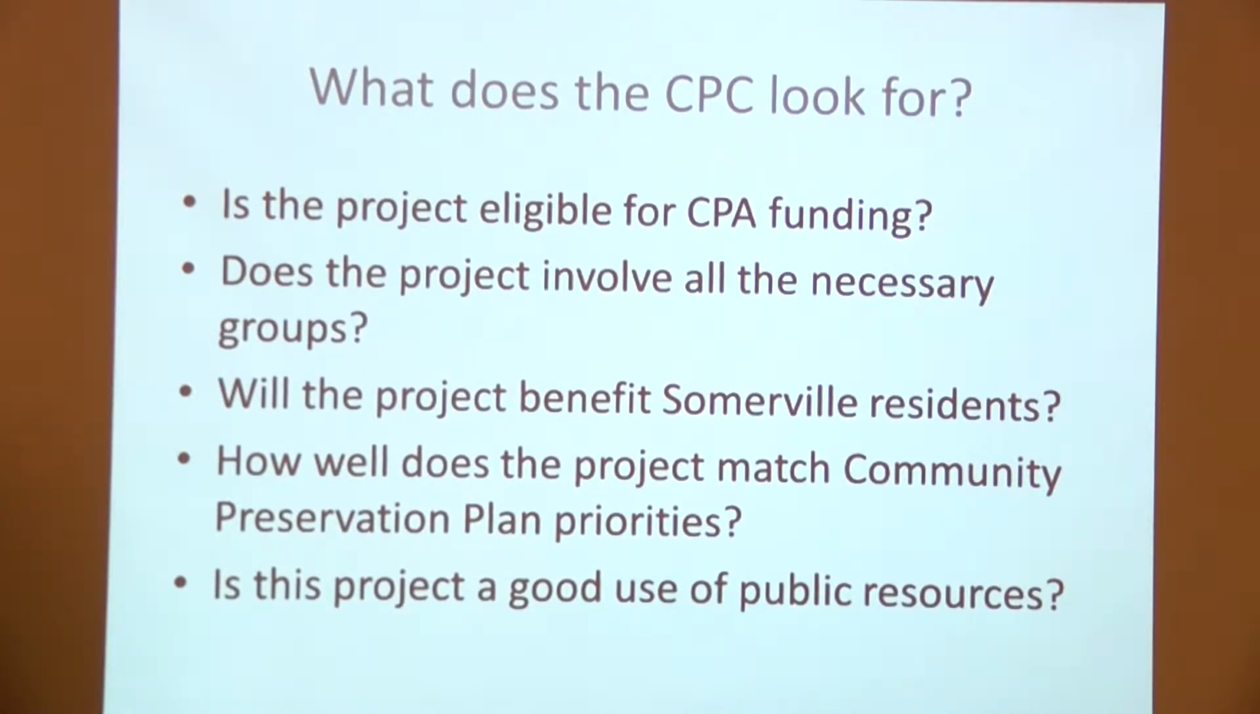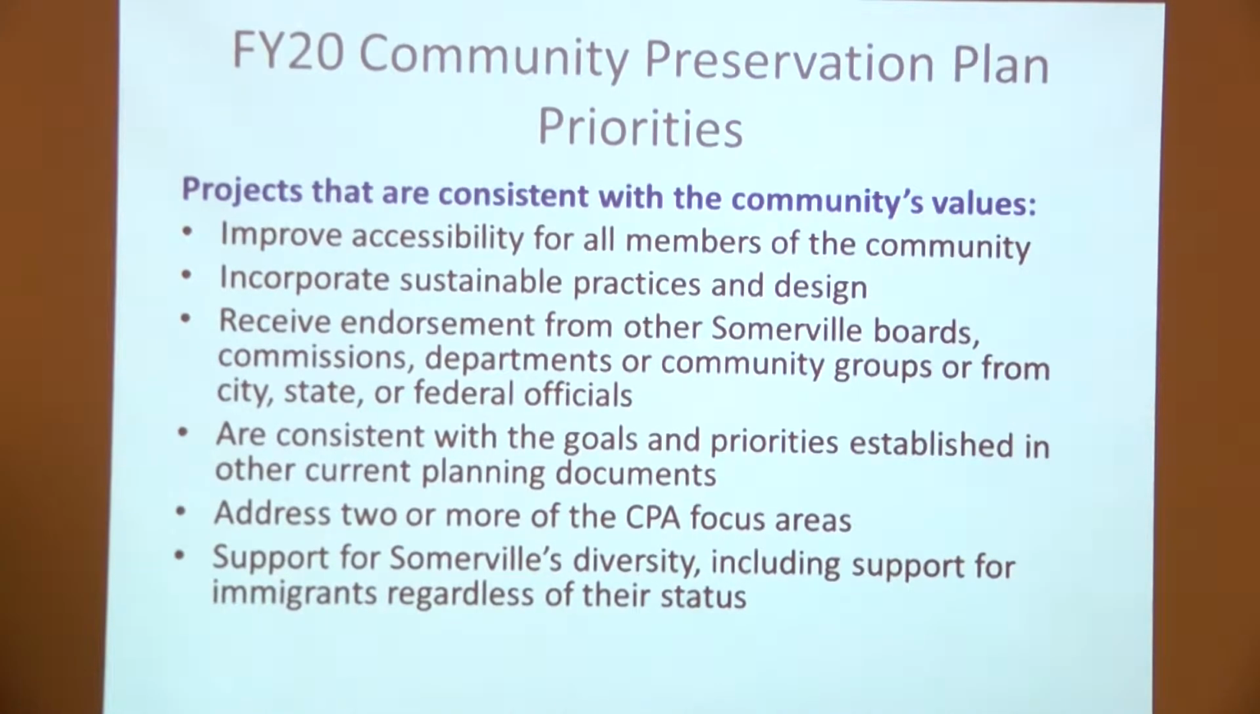And is this project a good use of public resources? So just to briefly go over the priorities that were set forth in this year's Community Preservation Plan, there are 2 areas that are overall across all of the categories. The first is that the CPC wants to support projects that are consistent with the community's values. So this is improving accessibility, incorporating sustainable practices that receive broad support, are consistent with other planning documents such as Somerville and the Open Space and Recreational Plan, that address 2 or more CPA focus areas. We call these blended projects.